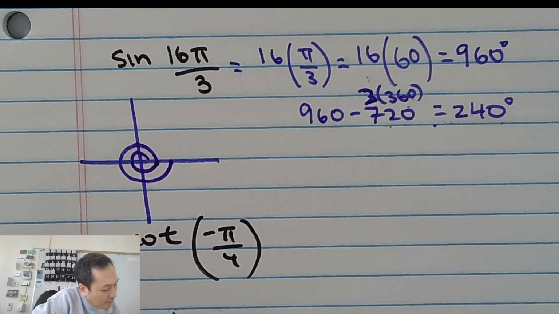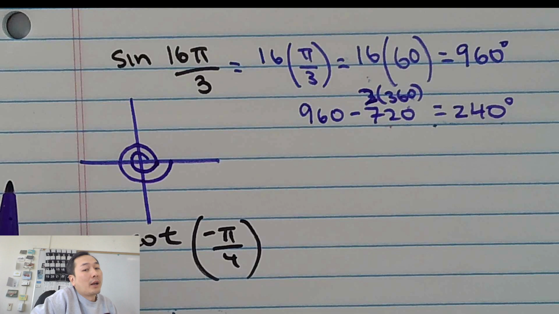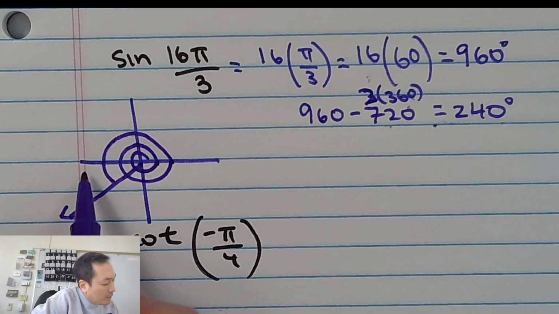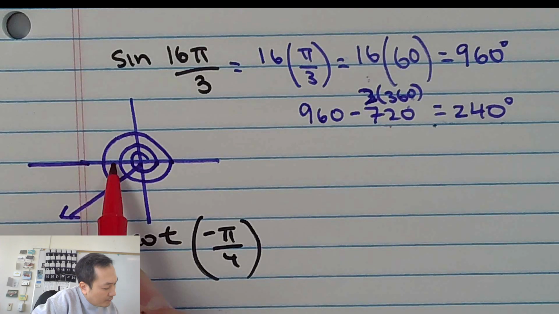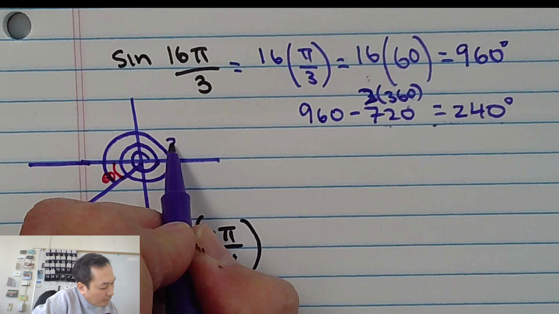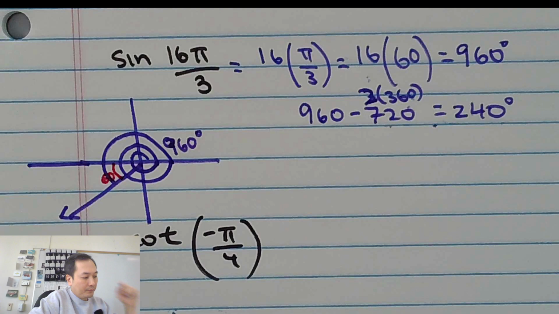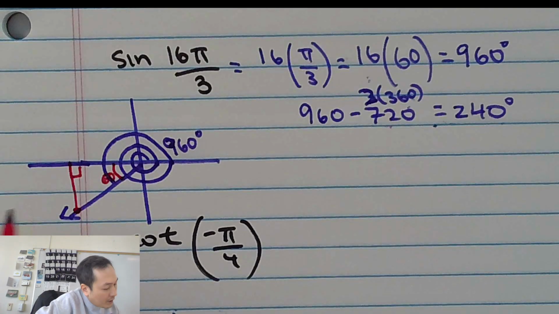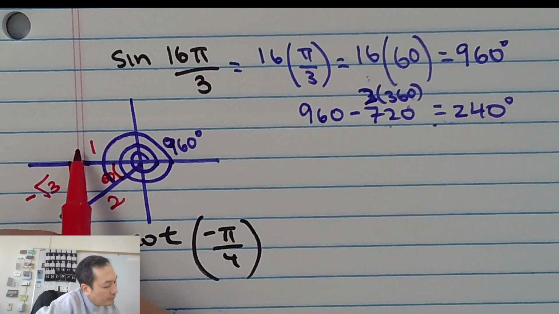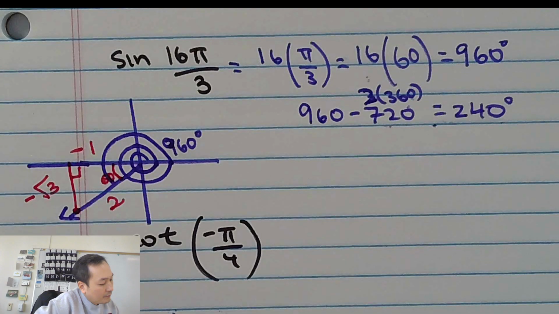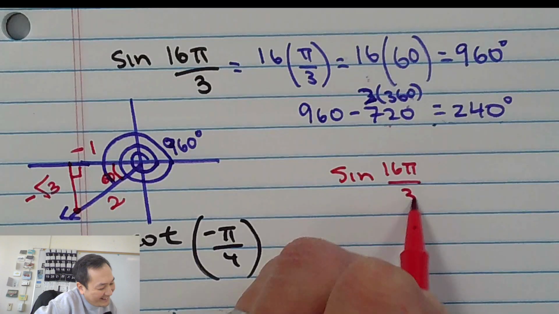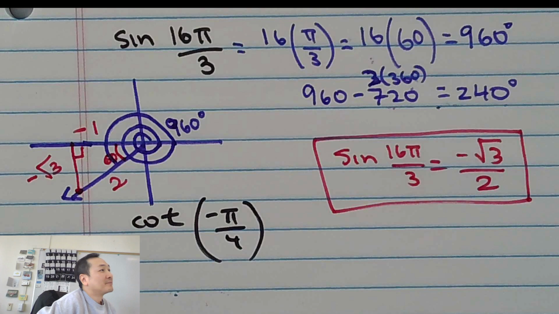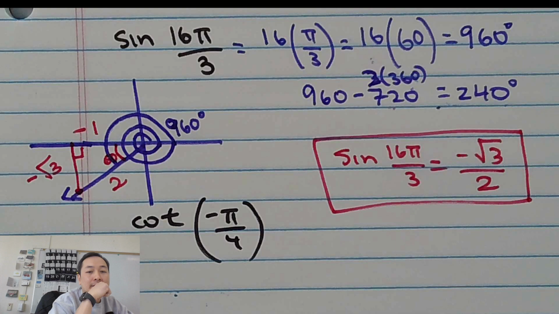It goes around 2 times. And then you have 240 left over, so it should be like here. Did we all get that? Yes? Yeah.